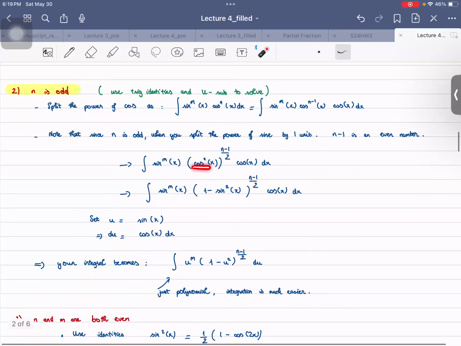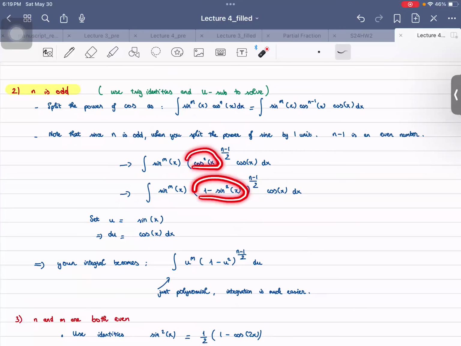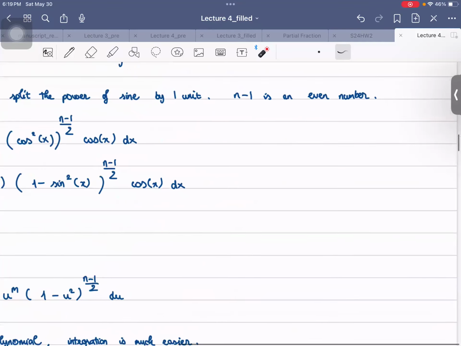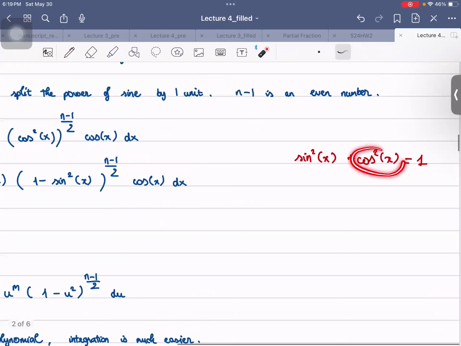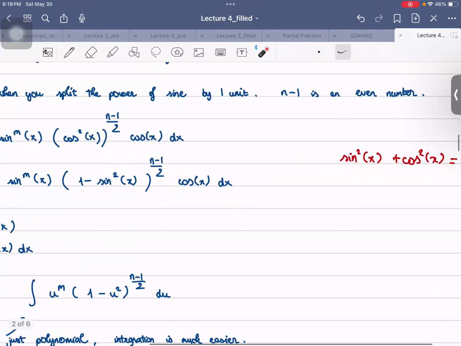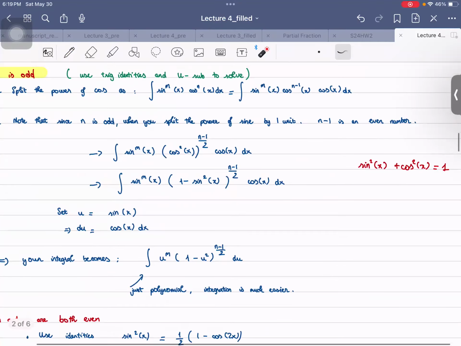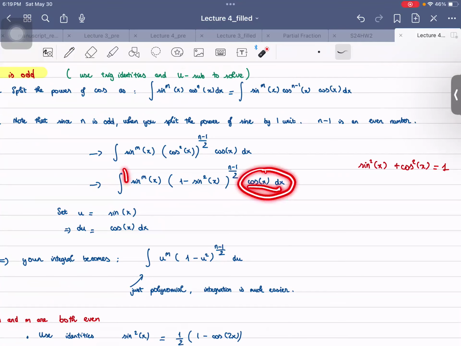You can rewrite cosine squared as 1 minus sine squared. Again we use sine squared plus cosine squared equals 1, so that means cosine squared will be 1 minus sine squared. So I have 1 minus sine squared. Now you have some extra function, cosine times dx. The rest is a function in terms of sine.